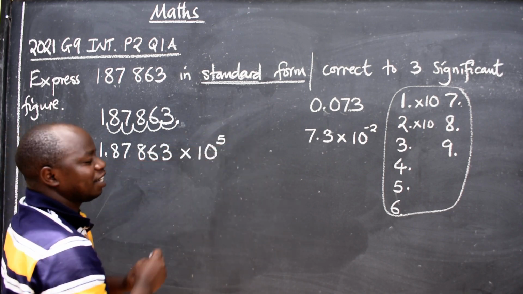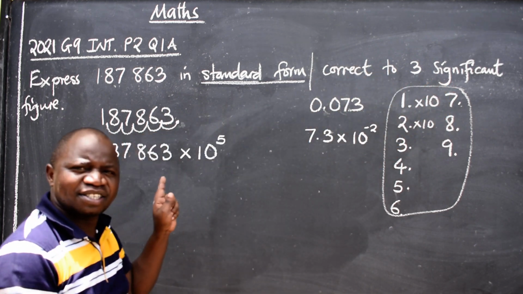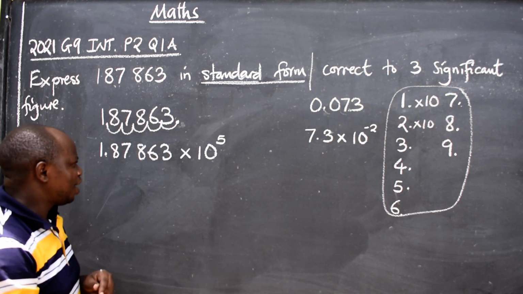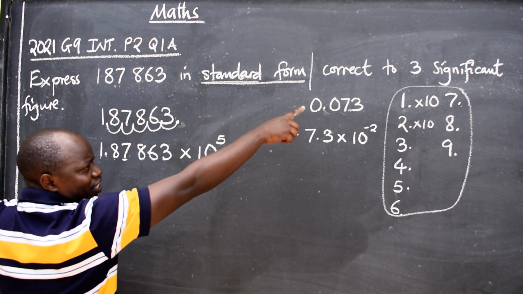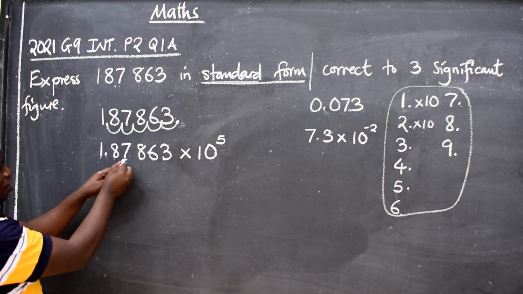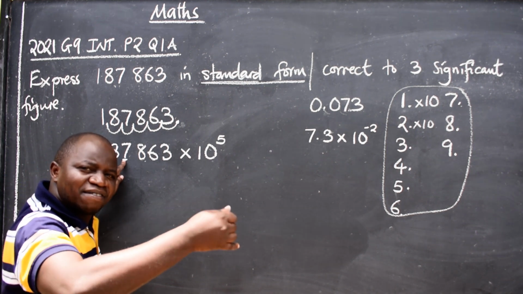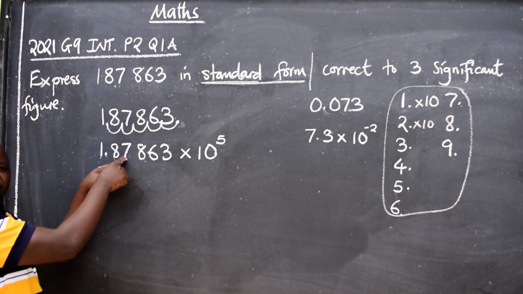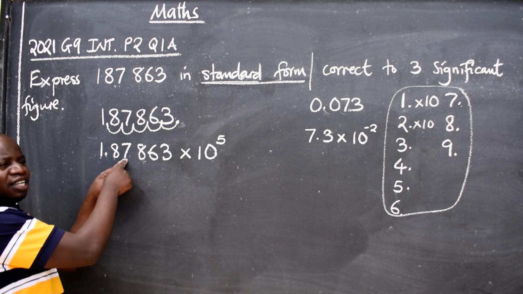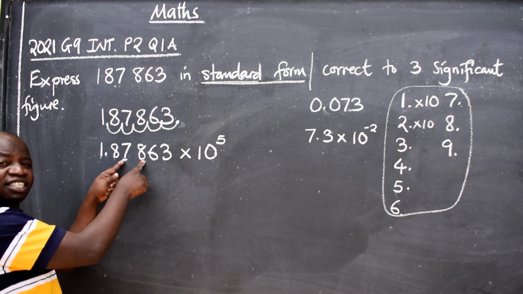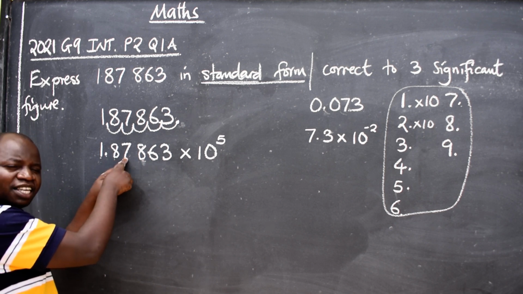So we are done with the first part. We have written the number in standard form, just like that. Now they are saying correct to 3 significant figures. This one is your first significant figure. Number 2, number 3. So you are standing on 3 here. Now look at the next number. If it is more than 4, meaning 5, 6, 7, 8, 9, you add 1 to this. Next number is 8. 8 is more than 4, is it? So we are adding 1 to this 7, and it becomes 8.